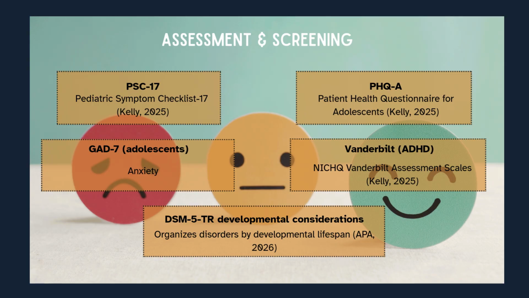For assessment in the pediatric population, we use tools like the PSC-17, the PHQ-A for adolescents, GAD-7, and Vanderbilt scales for ADHD. The DSM-5-TR emphasizes developmental context, so what's normal at one age isn't necessarily normal at another. Assessment should include caregivers and sometimes teachers, but we also need to provide adolescents space to speak privately.